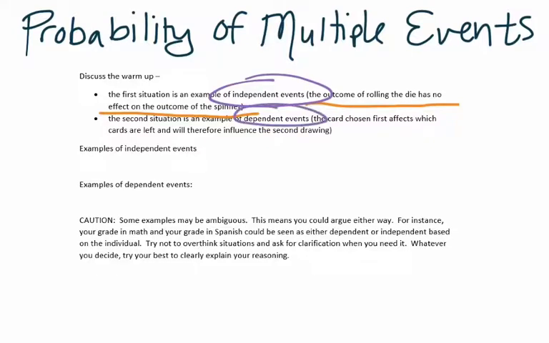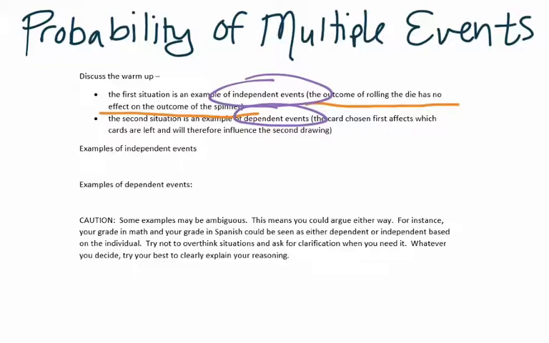Now, the second situation was an example of something called a dependent event. So if you look at the writing on your outline, the card chosen first affects which cards are left and therefore influences the second drawing. So that situation was you have a deck of cards, you draw a card from the deck, and there's a certain probability for whatever that event might be, like what's the probability of drawing a red card or a diamond or a face card? Now you keep that card, you don't put it back in the deck, and now you draw the second card. Now the probability is different because of the card you kept.